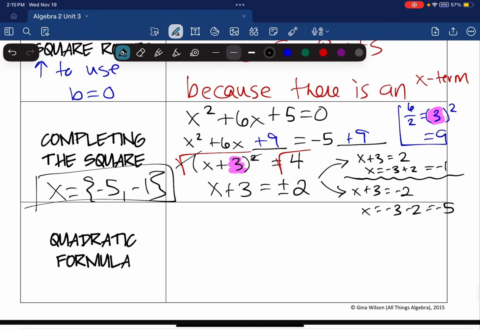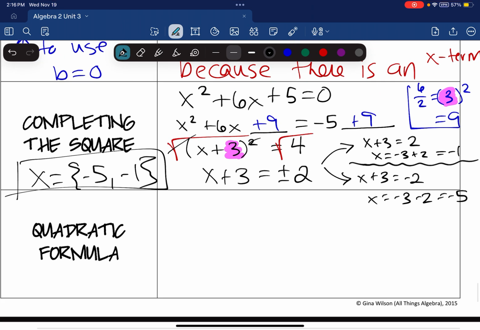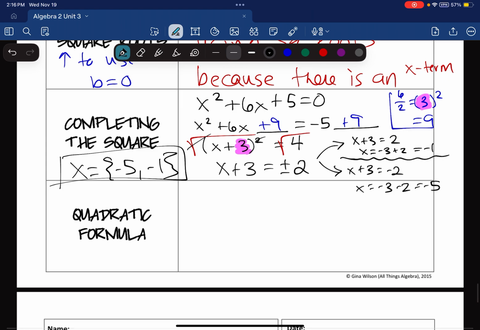Okay, so completing the square is a series of steps. If you try to look at it now, it's hard to decipher what was happening. So back up the video, rewatch it, see if you can follow those steps.